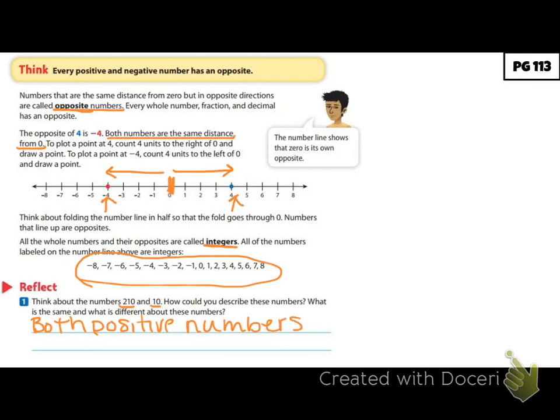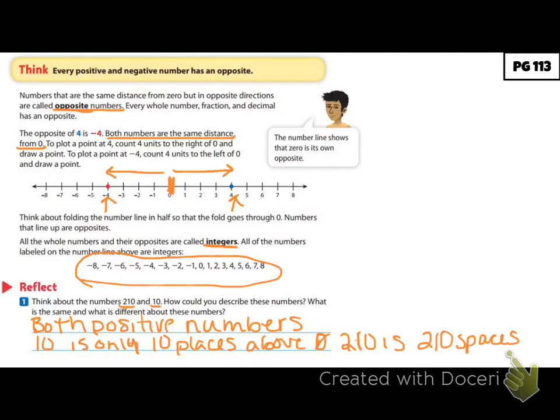Okay. For differences, we can look at them. 210 and 10. Let's compare how far away from 0 they are. So if we were to look at this, 10 is only 10 places above 0. But if we look at 210, 210 is 210 spaces above 0. So our difference is that 210 is a lot bigger than 10.